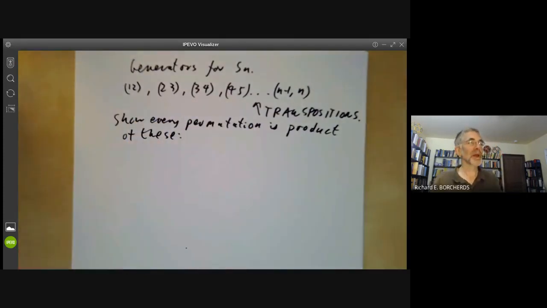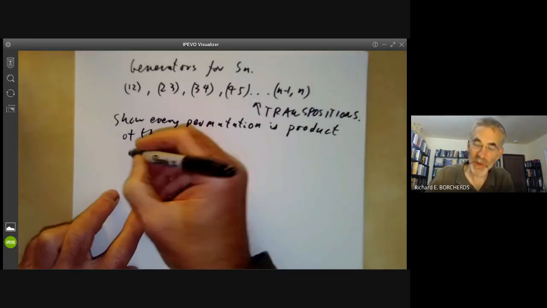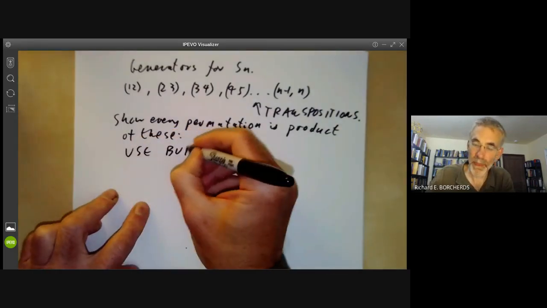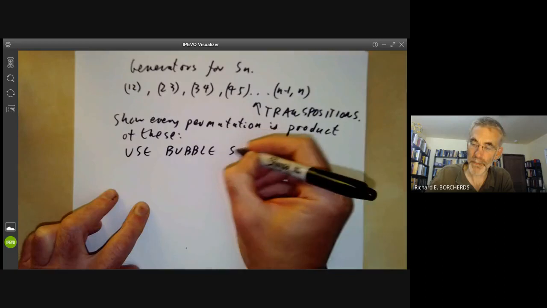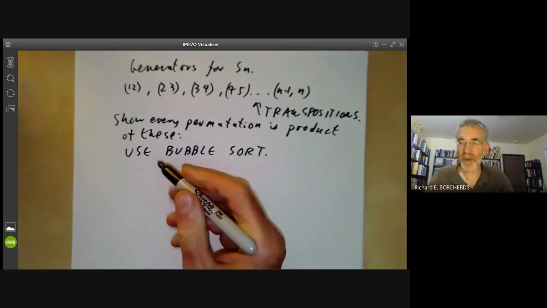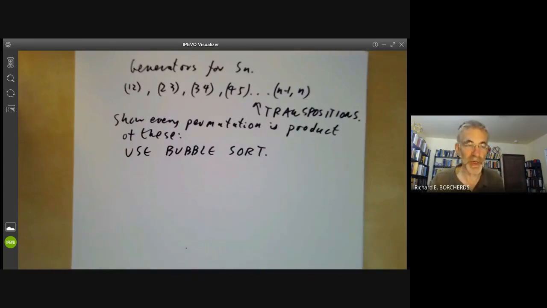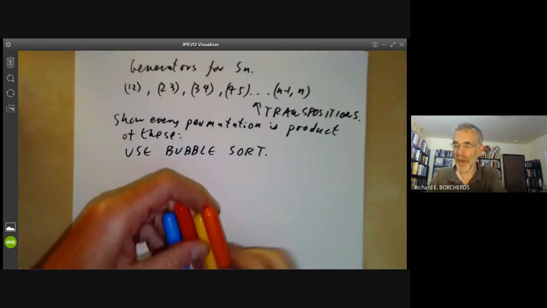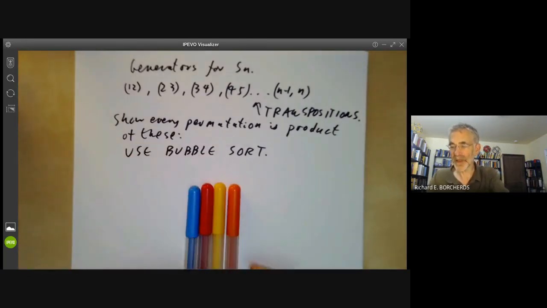And to do this, we use the notorious bubble sort. So the bubble sort algorithm is the following problem. Suppose you've got a collection of objects which are not in order, and you want to put them in order. For instance, suppose I've got several pens, and I want to put them in order of putting the lightest colors to the left. So I want yellow, orange, red, and blue.